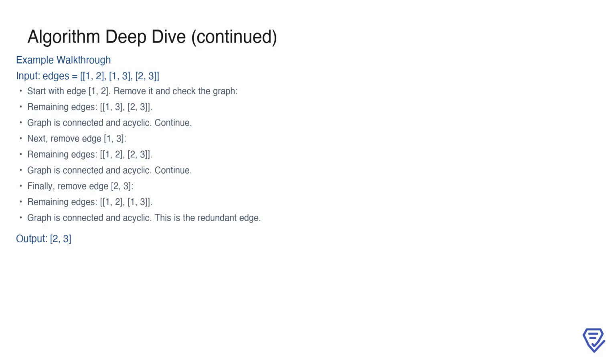Finally, we remove edge [2,3]. The remaining edges are [1,2], [1,3]. This time, the graph is connected and acyclic, and removing the edge resolves the cycle. Therefore, the redundant edge is [2,3], which we return as the output.